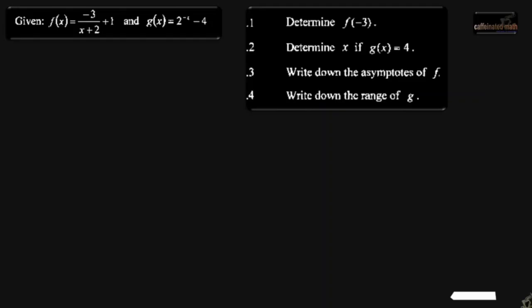Next quandary, we have f of x equal to negative 3 over x plus 2, plus 1, and then g of x is equal to 2 to the power negative x, minus 4, because that is very poorly graphically shown. Well, first things first, determine f of minus 3. Well, let's oblige.